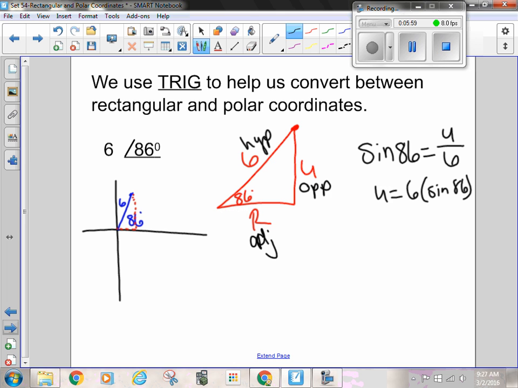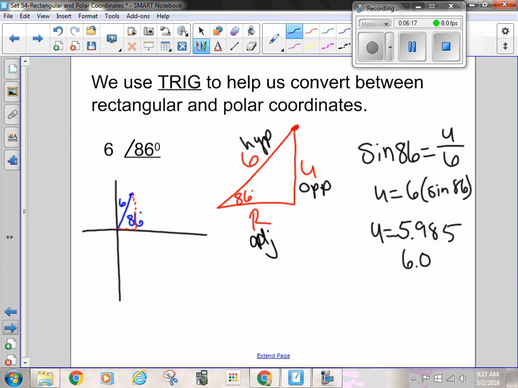Make sure your calculator is in degrees, not in radians. So that tells me U, and I'm going to round to 2 decimal places. This one is 5.985. So I can leave it like that, or I could round it to 6.0.